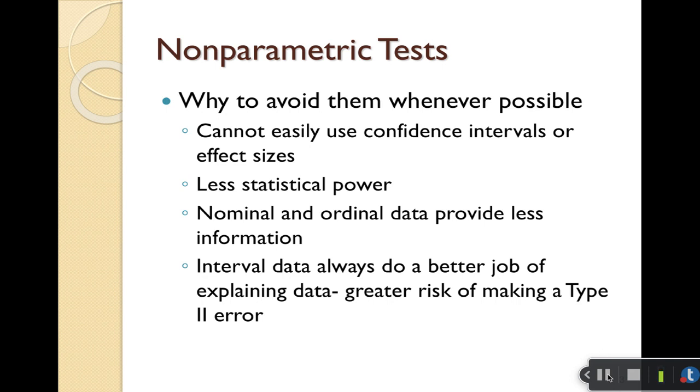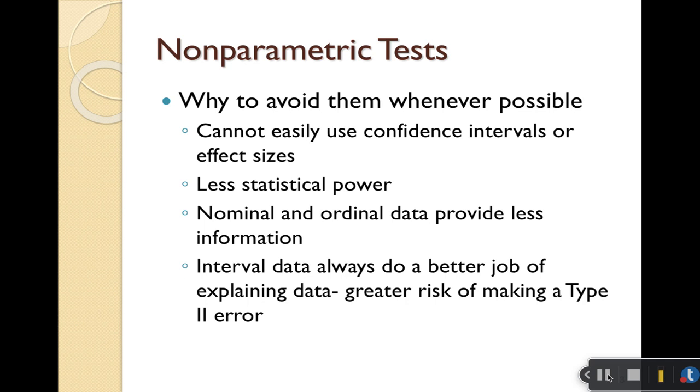So our non-parametric tests are for when we have categorical data, or, as your book also discusses, there are a lot of variations of this using ordinal or rank data. However, when we use these non-parametric tests, it's a lot harder to use our confidence intervals and effect sizes. We have less statistical power, as I said, because we get a much more precise measurement of temperature by reporting it as a continuous variable than as a category. So that nominal and ordinal data classification provides less information.